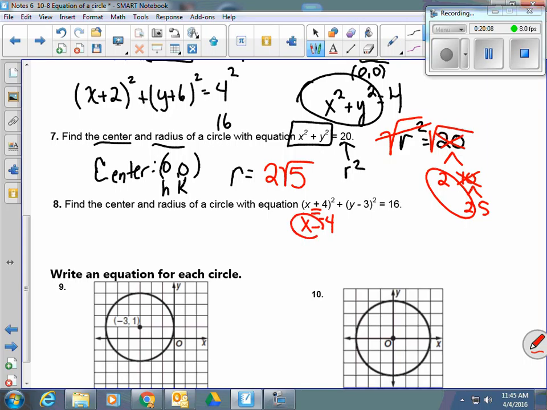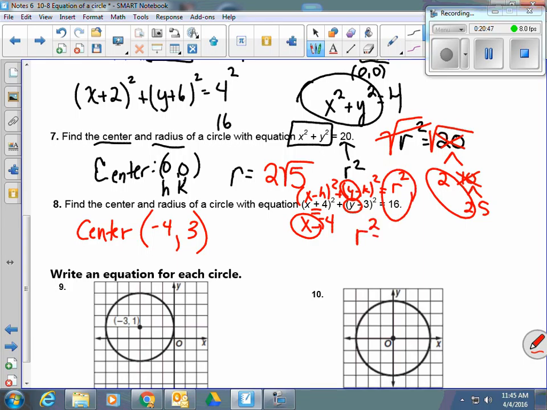Okay, well this is a part of the equation, so that means that my center has to be at negative 4. And then right here, this was a part of the equation, right? Because remember, it's x minus h squared plus y minus k squared is equal to r squared. So the y minus is there. So that means that my center is at 3. So whatever my sign is, I really need the opposite, correct? And then now I know that r squared is 16.